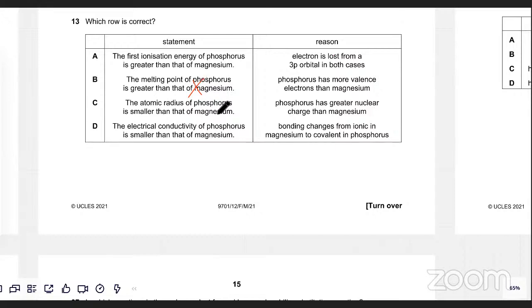Then the atomic radius of phosphorus is smaller than that of magnesium. This one is correct. We just talked about this. Magnesium has 12 protons and phosphorus, on the right, has 15. So phosphorus has more protons, which is why it will attract its electrons more strongly, which is why it's going to be smaller. Why? Because it's got greater nuclear charge, more protons. So option C is the correct option. Okay. Is this clear?